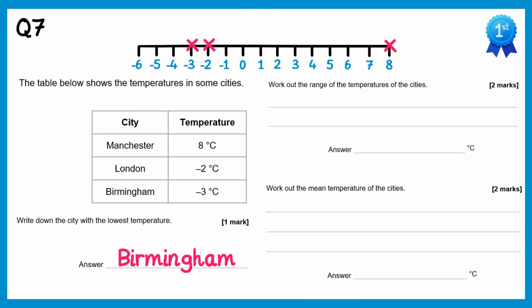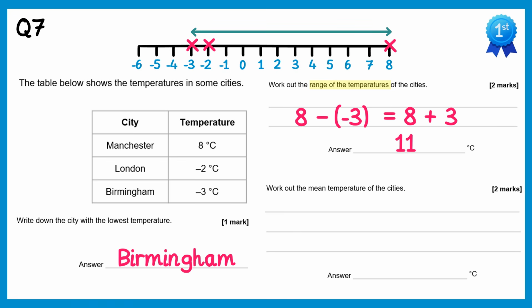For the next part of this question, we need to work out the range of the temperatures. The range is the biggest take away the smallest. So the greatest temperature here is 8 degrees C, and we subtract from that the smallest temperature, which was Birmingham's at -3. When you subtract a negative number, that's just like adding, so we need to do 8 plus 3, which gives you 11. You can also see that visually if we look at the number line. The difference here between the -3 and the 8 is 11 spaces.